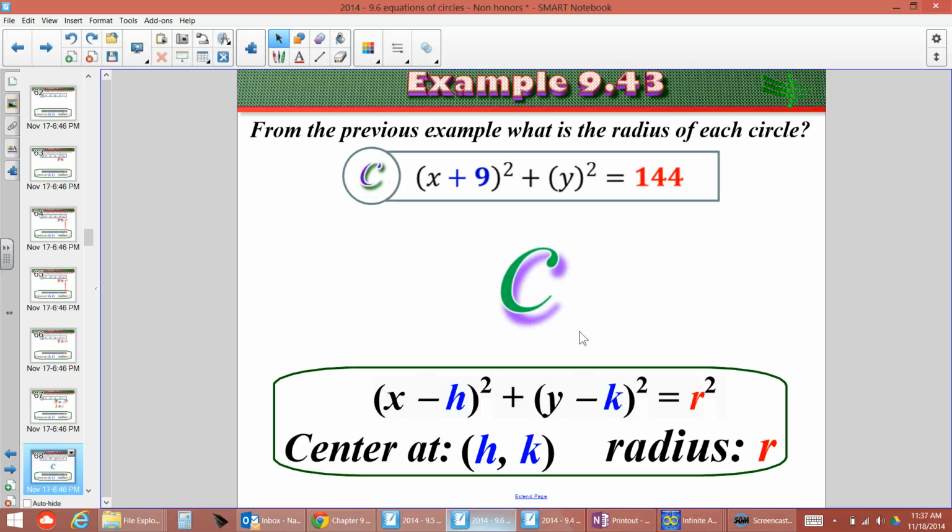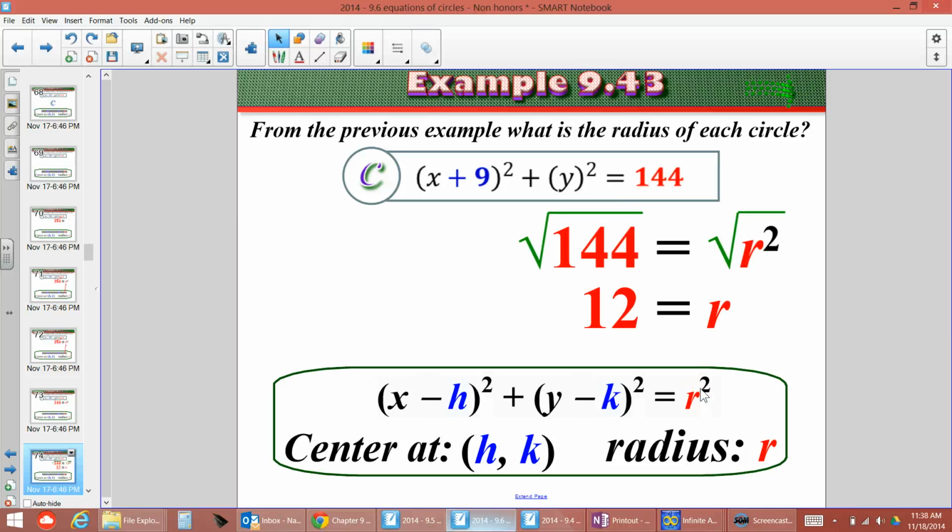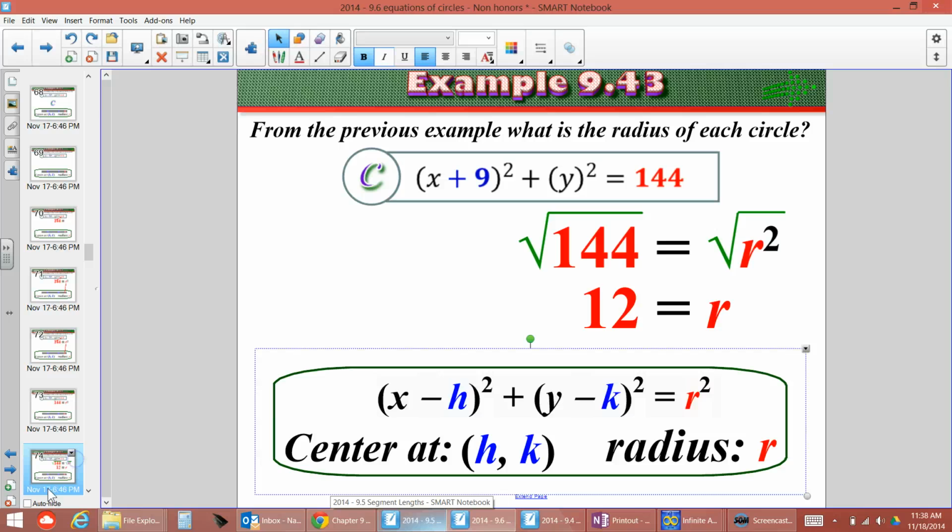So now we look at 144. Again, the square root of 144 is 12, so the radius is 12. The long way to think about it is 144 is in the place of r squared. So we square root both sides, and we end up with r equaling 12. So you can either look at it the long way, the process of this is in this location, or you can think of it as, hey, if it equals it, it should be the square root of it.